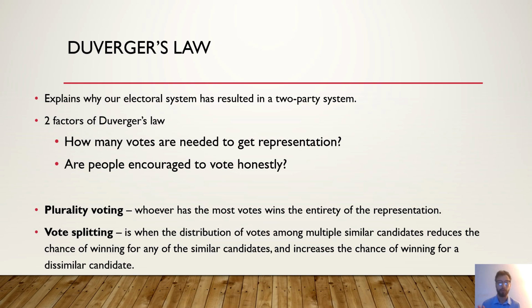Went around there for a bit. I will use the next slide to explain that in a more direct way. But we also have to understand, when we talk about Duverger's law and why we have a two-party system, that there are some terms that often come up and are at play. Those are plurality voting and vote splitting. Plurality voting is simply whoever has the most votes wins the entirety of the representation.